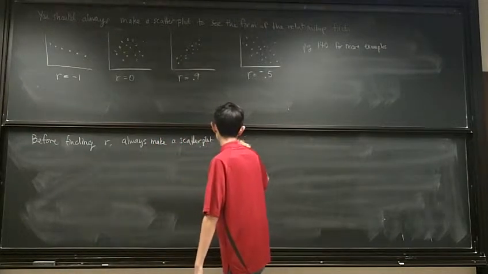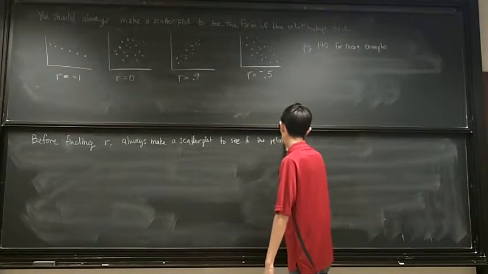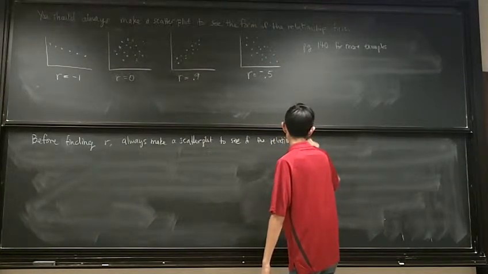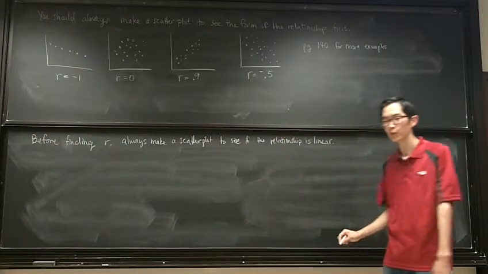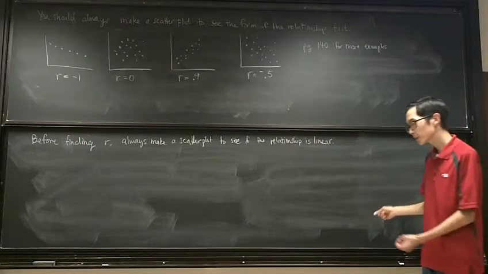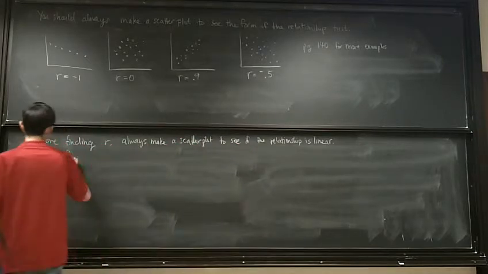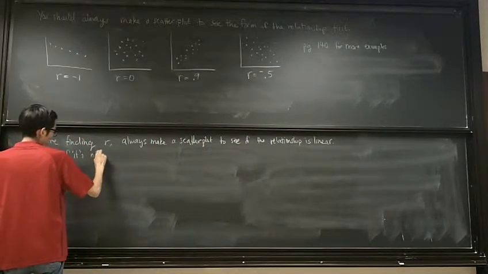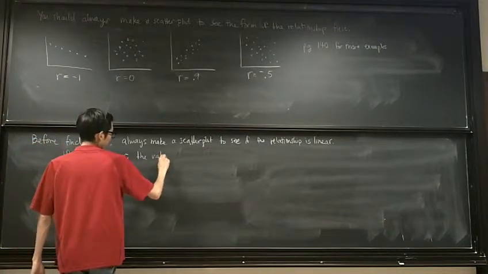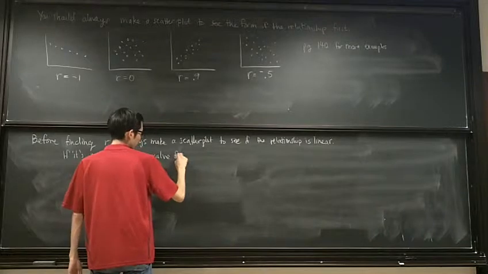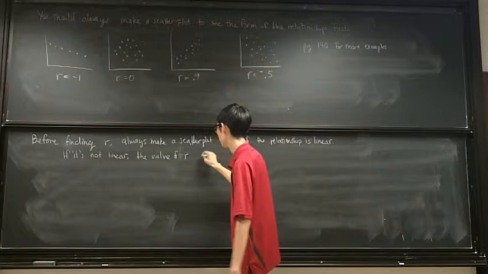To see if the relationship is linear. Okay, and if it's not linear, your R, even though you will have a value, will be meaningless. Okay, if it's not linear, the value of R, even though it exists, will not be meaningful.